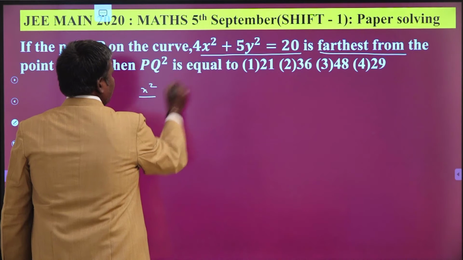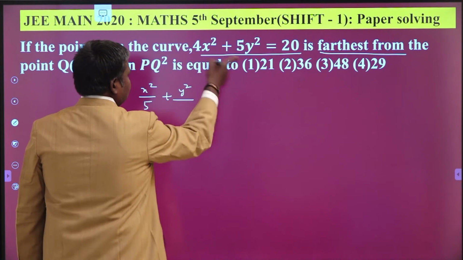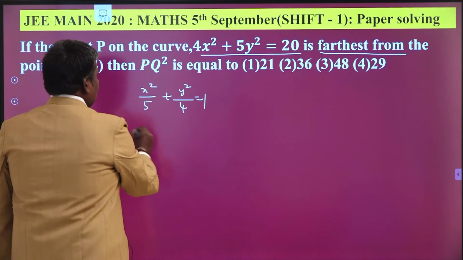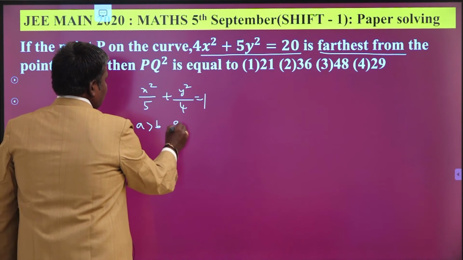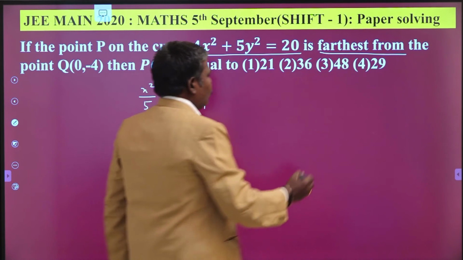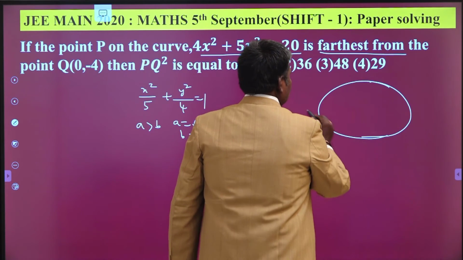x square by 5 plus y square by 4 is equal to 1. So it represents an ellipse for the a greater than b case. a is equal to root 5, b is equal to 2. So if you want to draw the figure, it is in this manner.